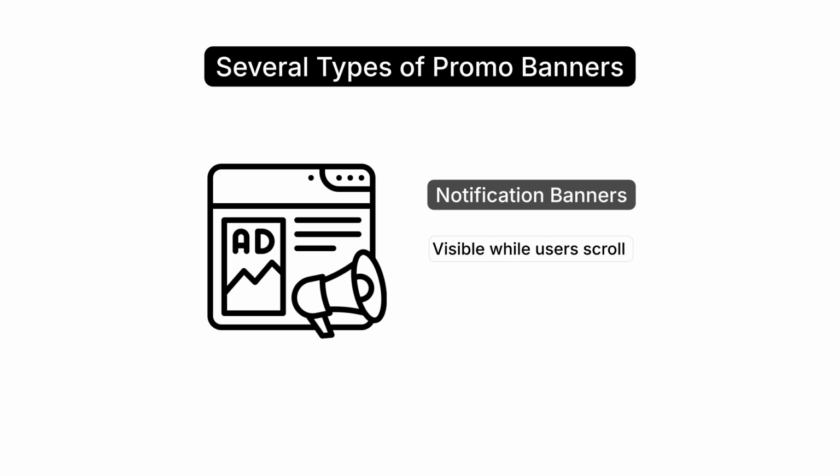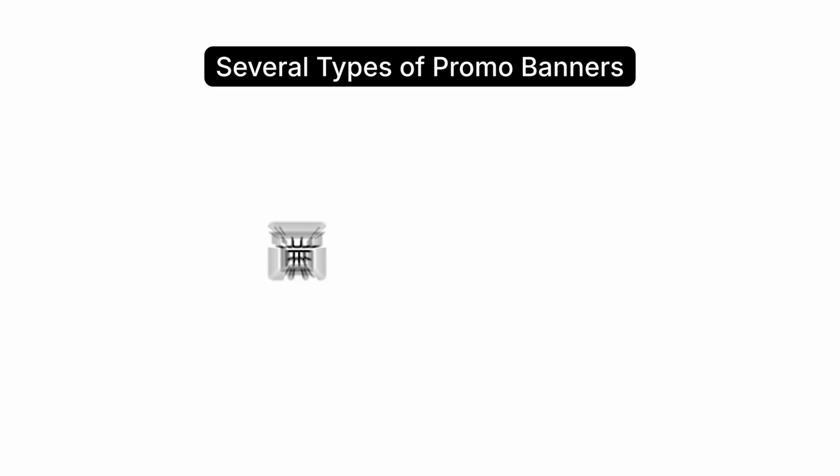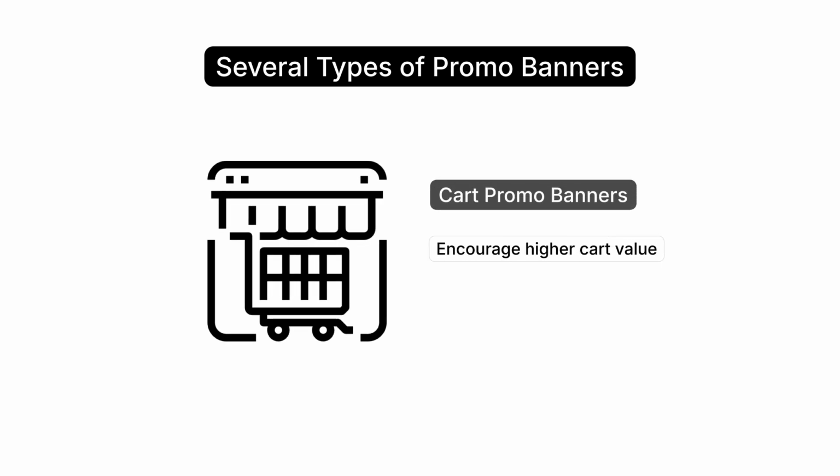Notification banners stay visible while users scroll, perfect for urgent promotions. Pop-up banners appear based on user actions, like adding items to the cart, while cart promo banners encourage higher cart value by offering incentives like free shipping.